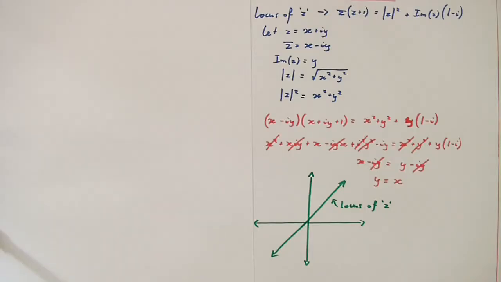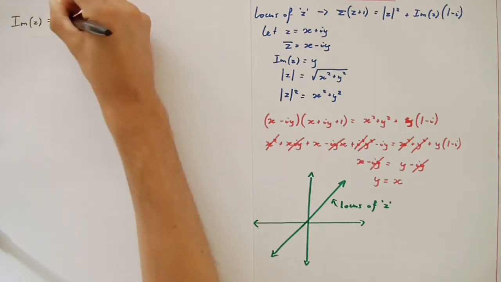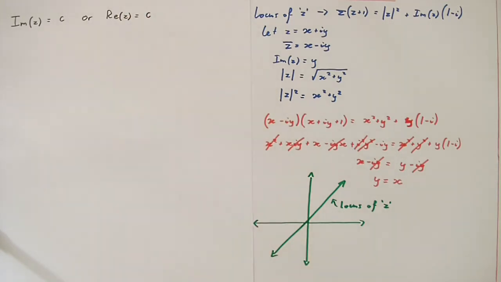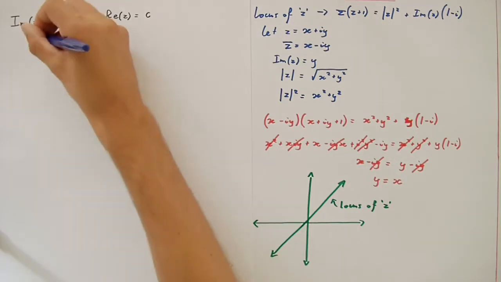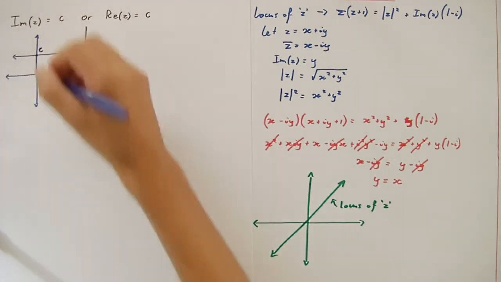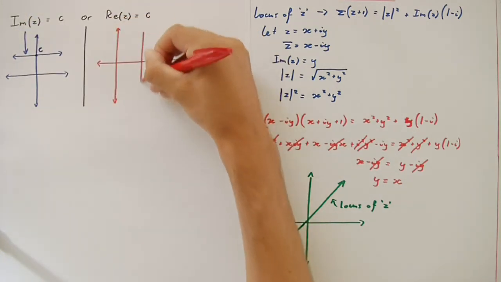The first two loci you should be able to recognize are loci of complex numbers that satisfy the equations the imaginary part of z is equal to a constant c, or the real part of z is equal to c. Now these two types of loci are simply straight lines, with this equation giving a horizontal line that crosses the imaginary axis at height c, and this one being a vertical line that crosses the real axis at c.